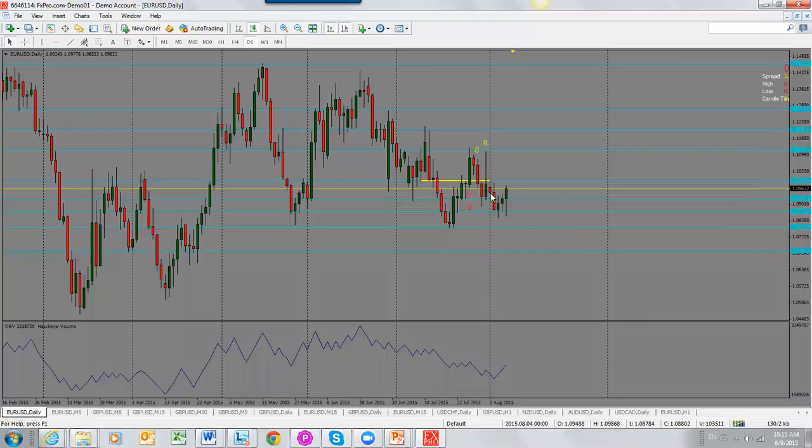Right now we are sitting in a bit of a range here. It's quite a wide range. So right here, this is the high and this is the low, and the price has been moving around within this range. It's not quite that narrow, so we can still use it.